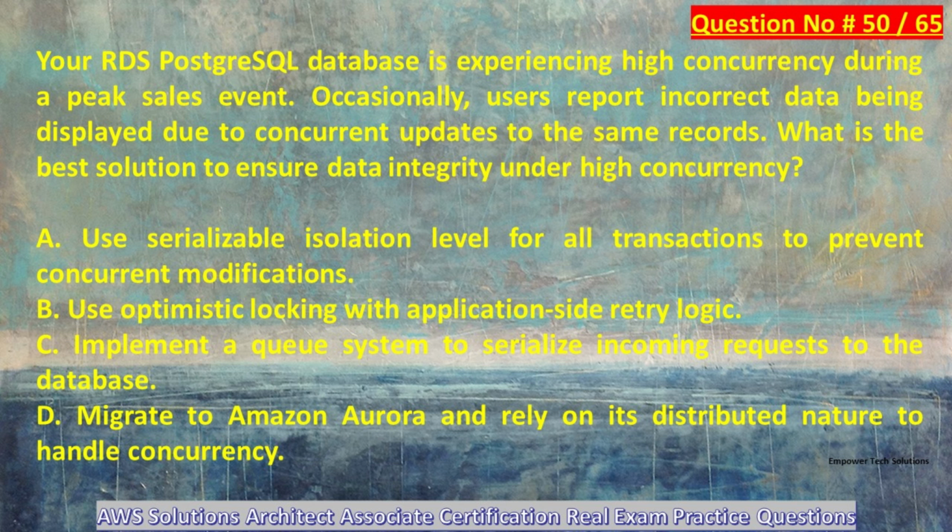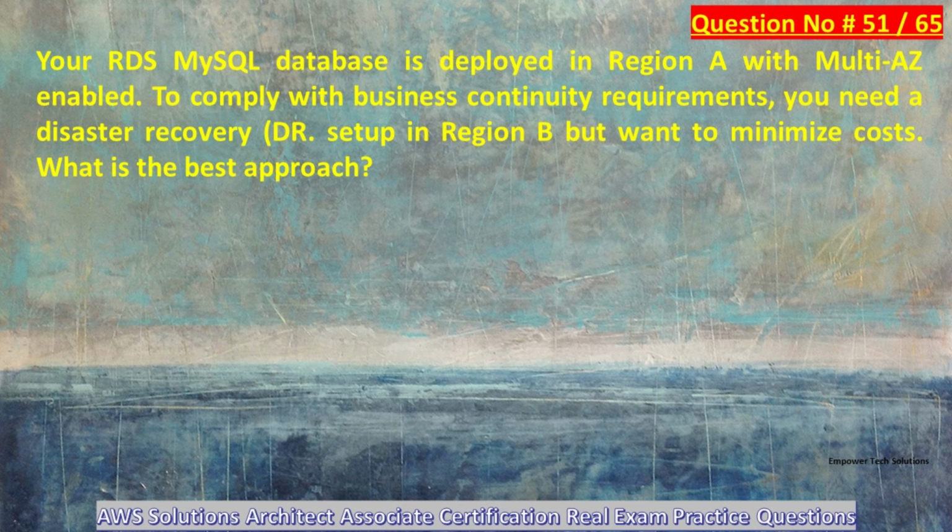C. Implement a queue system to serialize incoming requests to the database. D. Migrate to Amazon Aurora and rely on its distributed nature to handle concurrency. Your RDS MySQL database is deployed in Region A with multi-AZ enabled.